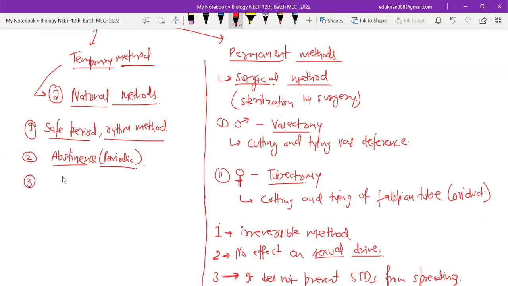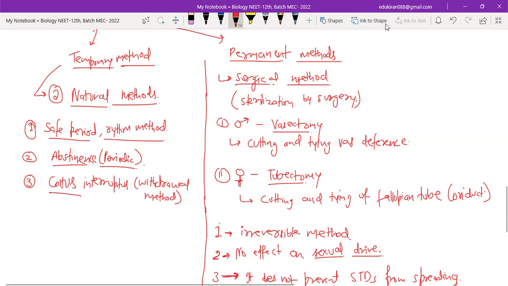Third is coitus interruptus. It is also known as the withdrawal method. And what do you mean by withdrawal? Withdrawal is stopping something. Is it clear?